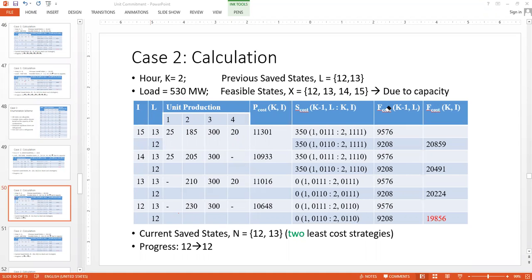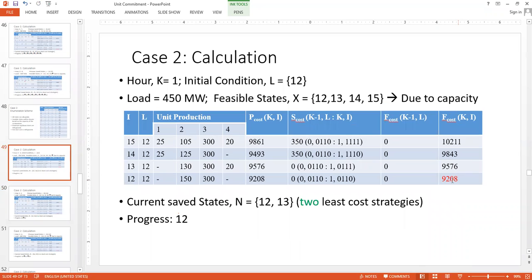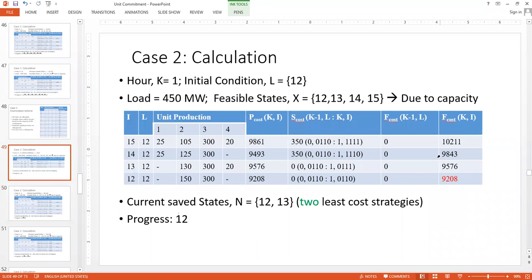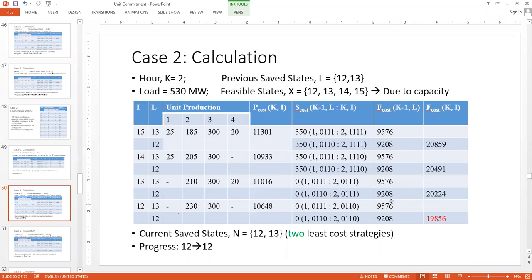Okay, the F cost column has to be taken from the previous slide. So that F cost will actually come from here. 9208, 9576, 9843, 10211. Actually, we are saving the two least cost strategies. So 9208 and 9576. Only these 2 will come. So 12 and 13, 12 and 13. These 2 are the saved states. So those corresponding F costs will be listed here.